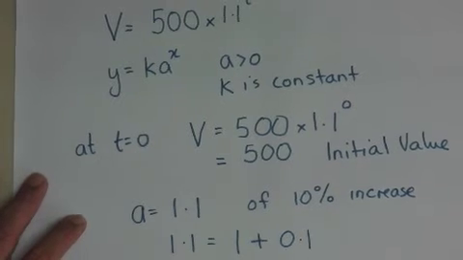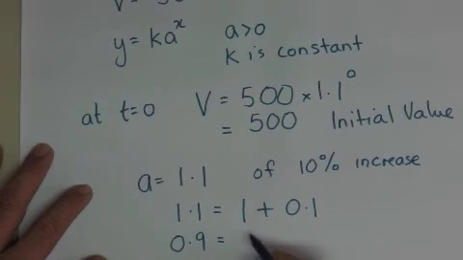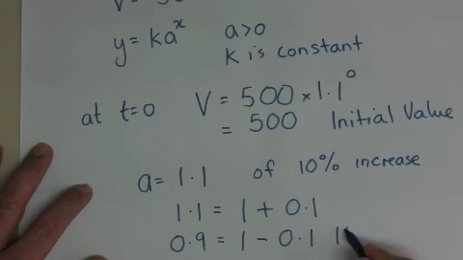If I had a value then, in another question, of say 0.9, that would mean that that was 1 take 0.1, and that would represent a 10% decrease.